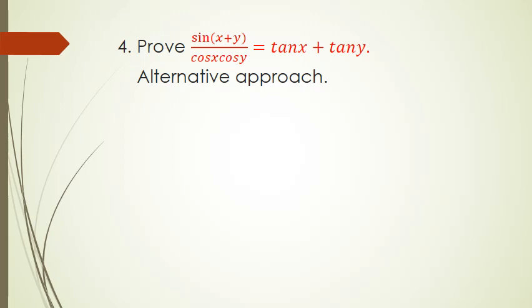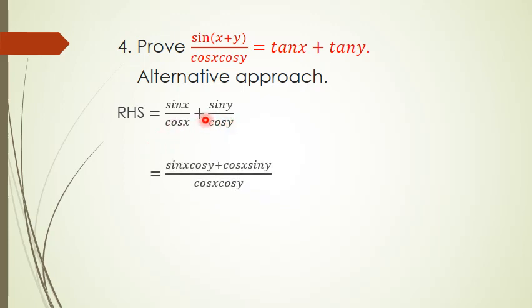Let us have an alternative approach to question number 4. It asked us to prove that sin(x + y) over cos x cos y equals tan x plus tan y. Now, if we remember the identity that tan x is equal to sin x over cos x, we will be able to start from the right hand side. The right hand side is equal to, replacing tan x with sin x over cos x plus, and replacing tan y with sin y over cos y. Then the next step is to express these two fractions as a single fraction with a common denominator. Now, since cos x and cos y do not have a common factor other than 1, then their lowest common multiple is their product, which happens to be our lowest common denominator. That's cos x cos y.